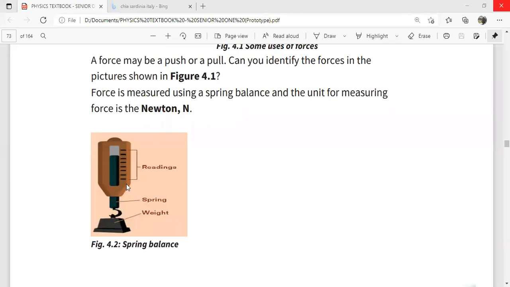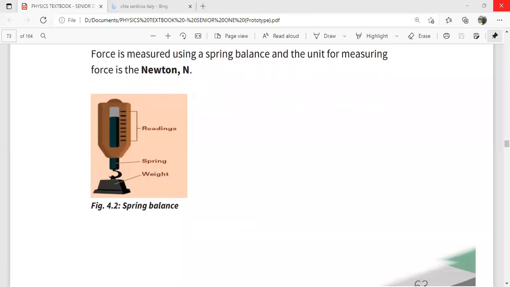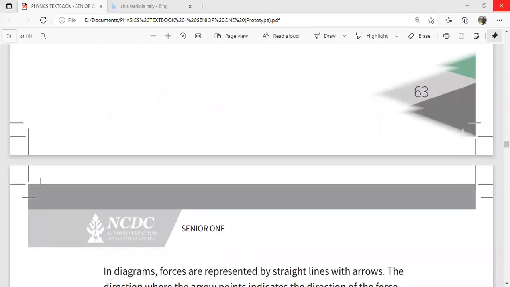I think we can show them a spring balance. Let me show you a spring balance quickly. Okay, and a few masses, and we shall see how those spring balances work. Is that okay, girls?